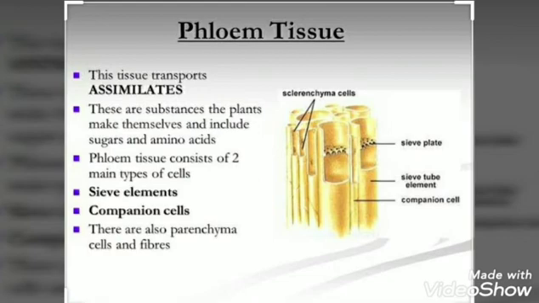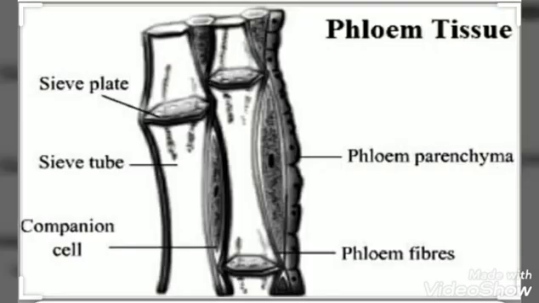The next type of cells are companion cells. These are found very close to the sieve tubes. These are living cells with prominent nucleus, so they help the sieve tubes in conduction of organic food. Next type of cells are phloem parenchyma. These are also living cells and their main function is the storage of food and lateral conduction. Lateral means side by side conduction of organic food.